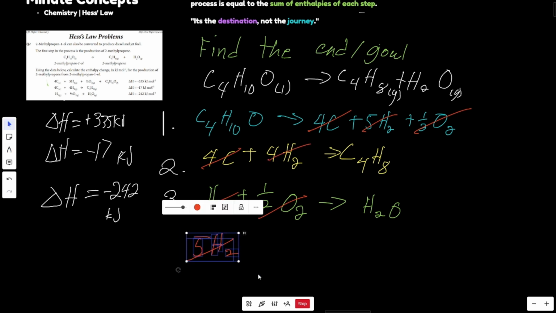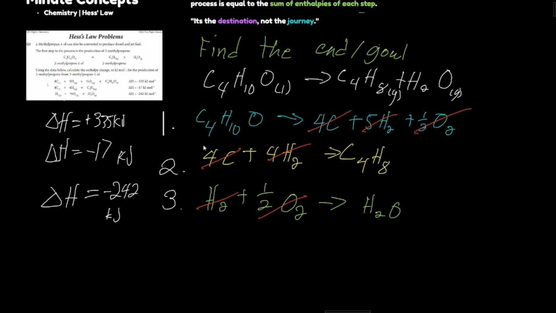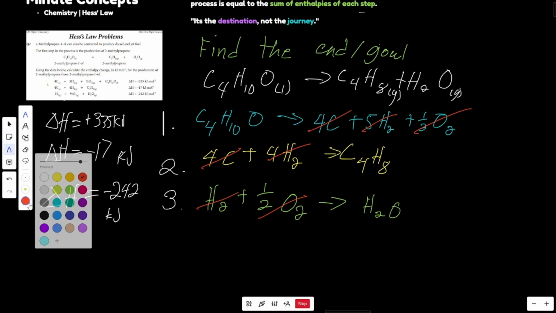So now what does that leave us with? We only have the 2-methylpropan-1-ol on the left side that's not crossed out, and we also only have our 2-methylpropene and our water vapor on the right side. And is that what we want? Yes, that's in fact what we want to end up with. So our final reaction would just be bringing down all of the remainders.